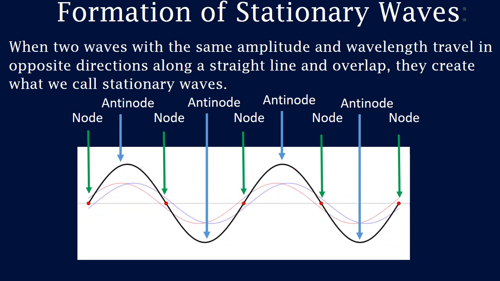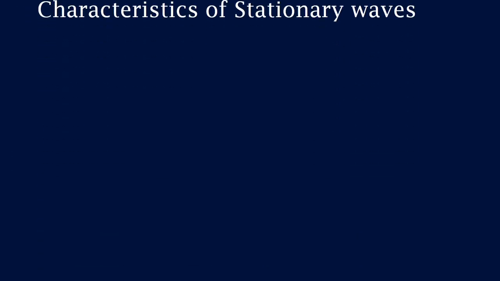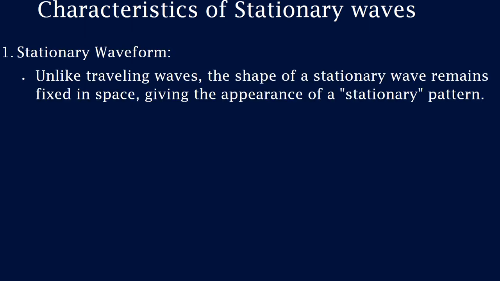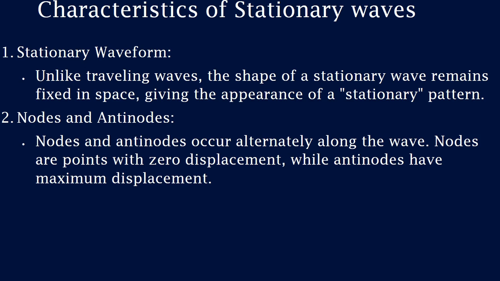We will study the characteristics of stationary waves. First, stationary form. Unlike traveling waves, the shape of a stationary wave remains fixed in space, giving the appearance of a stationary pattern. Second, nodes and antinodes occur alternately along the wave. Nodes are points with zero displacement, while antinodes have maximum displacement.